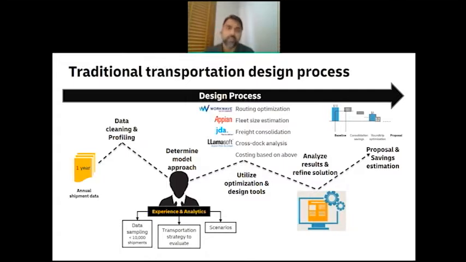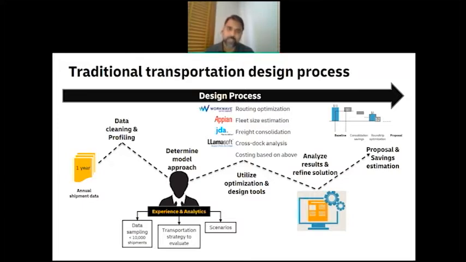So for example, you might use something like an Appian to figure out what fleet size you want to use, how many trucks to use for the routes you will do in-house. You'll use JDA to figure out whatever goes on common carrier or whatever you will outsource, how you would consolidate that demand. You'll use maybe a workway for routing optimization, and there are many more. If you look at the market, there are so many more of these tools for different problems I just mentioned.